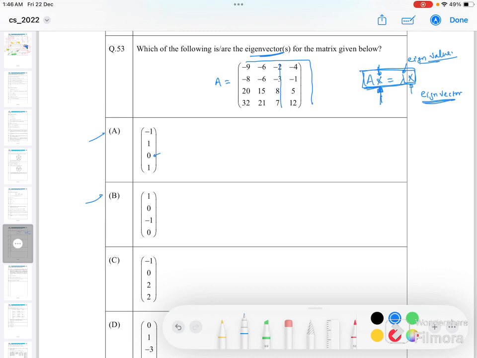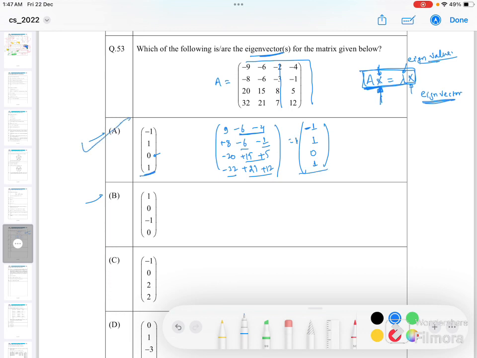For this calculation, AX is equal to, so we are doing this one, right? So now what we will have is 9 minus 6 and minus 4, and minus 8 plus 8 minus 6 and minus 1, and minus 20 plus 15 plus 5, and here we will have minus 32 plus 21 plus 12. Now we are going to get 1, and 1 minus 10, and here we will have 20 minus 20, that is 0, and here we will have 33 minus 32, that is 1. You see that we get the same. So it is 1 times the same. So this is going to be the eigenvector.